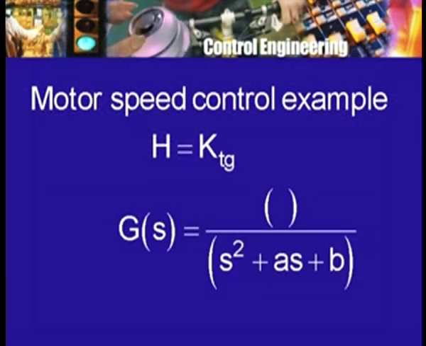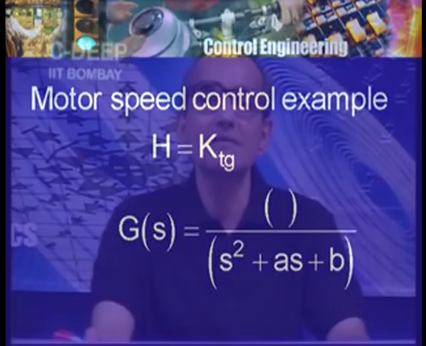Now, if you recall the analysis that we did for the motor control system, the feedback transfer function H, what was it? It was essentially nothing but the tacho generator gain, KTG, because the feedback element was simply the tacho generator, and this was the gain from the input speed to the output voltage produced by the tacho generator. So, H is not really a function of S, or S does not appear there, it is just a constant. What about the function G of S?